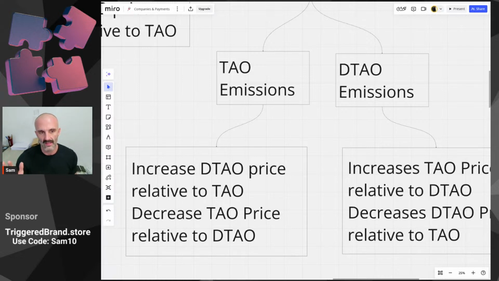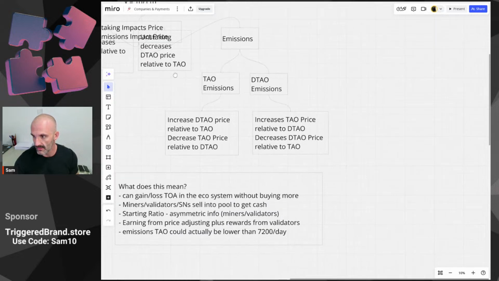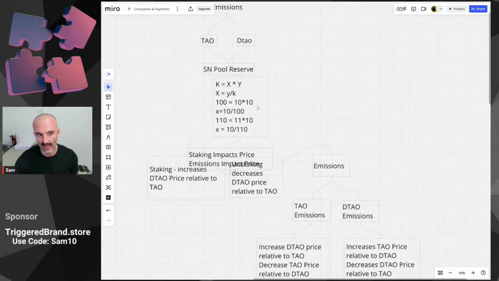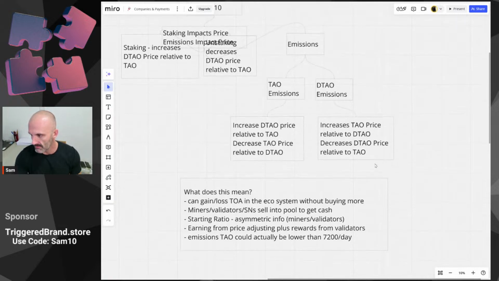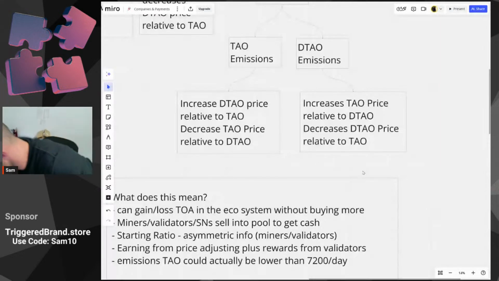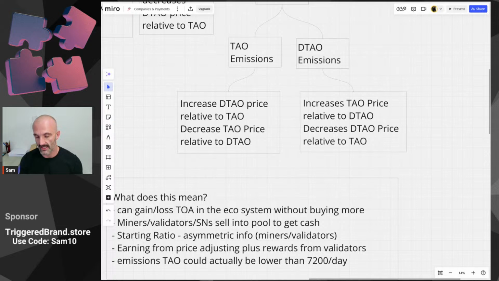But on the inverse of this, what we just did, if there's more d-tau added to this pool, then it's going to increase the price of tau relative to d-tau, because you're going to have less tau per total d-tau. And then that will mean that you have several factors that go into the price of DTAO.